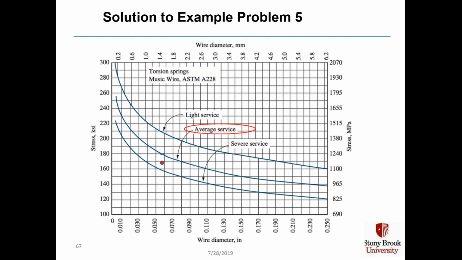We then plot our actual stress on the curve shown here for music wire. And we see that at 0.059 inches and our stress of roughly 170 KSI, it's below the point on the average service curve, and so it's an acceptable solution.